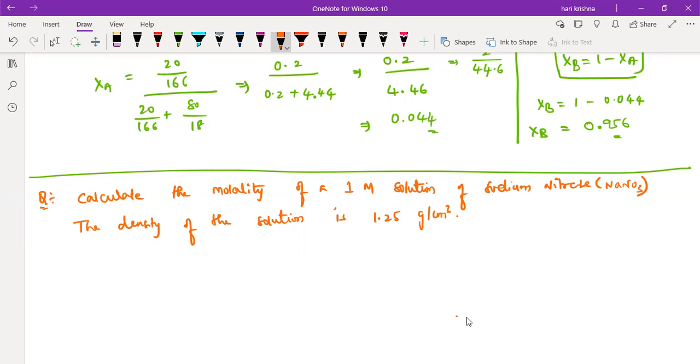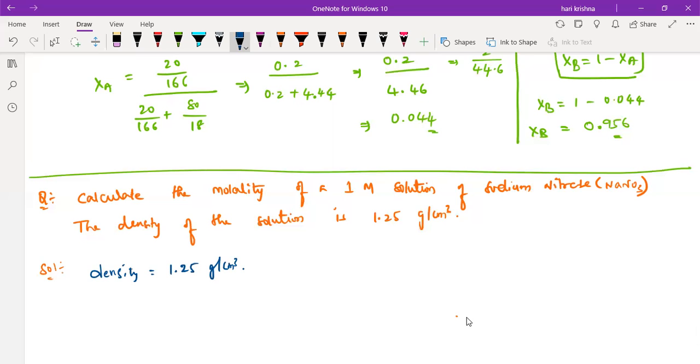Then what is the answer? How to find this? Any idea? The given density is 1.25 gram per centimeter cube.